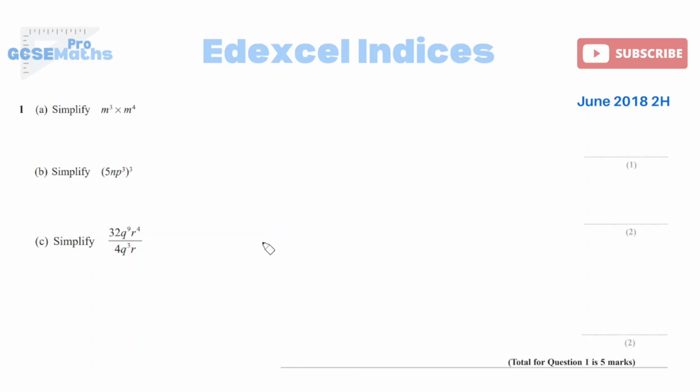So we've got here, simplify m cubed times m to the power of 4. That's the first index law where when you've got a multiplication symbol, we have to add the powers. So that is simply just m to the power of 7.